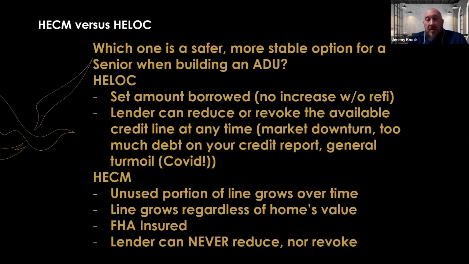So with a HECM loan, we structure these different ways, but the main one we do is a HECM line of credit. So it functions exactly like a traditional line, except for these key differences. One, the unused portion of the line actually grows over time. So that means if you take this thing out and just let it sit, you're going to have more money available to you later on, regardless of several things. That's regardless of the value of your home. And that's regardless of whether you use it or not.